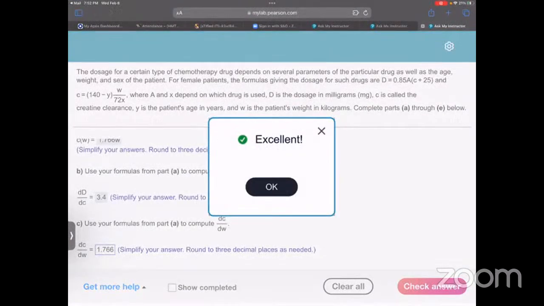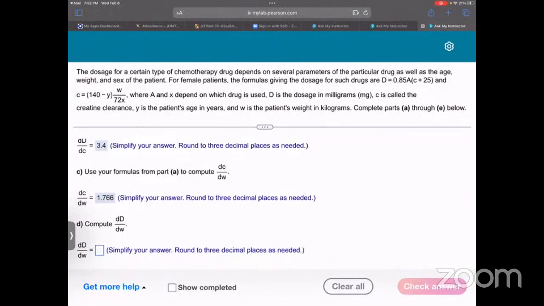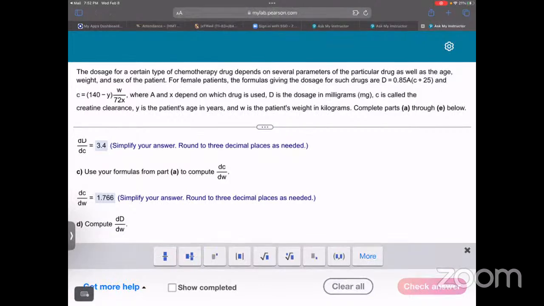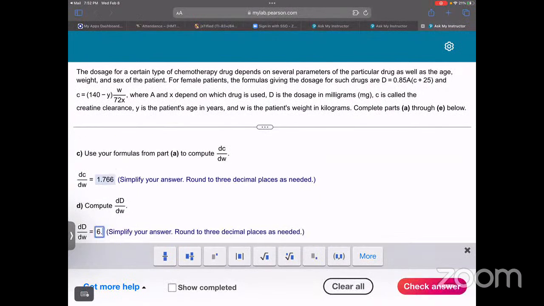So then for part D, now when we go to take the derivative of D with respect to W, I think we could just multiply those results. That was a property that we had in class, right? It's like if you're doing the chain rule, the derivative of the outside function times the derivative of the inside function. In other words, we can just say 3.4 times 1.766. Hey, Siri, what's 3.4 times 1.766? 3.4 times 1.766 is 6.0044. Round to 3 decimal places. So we're going to go here. Cross our fingers.